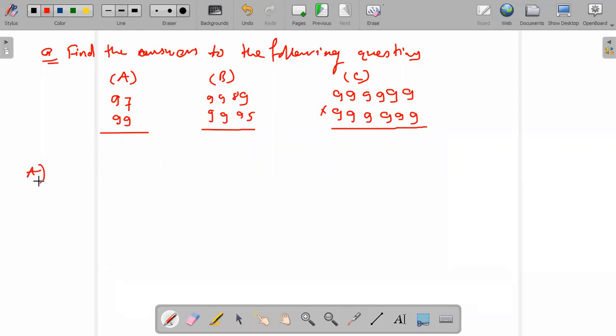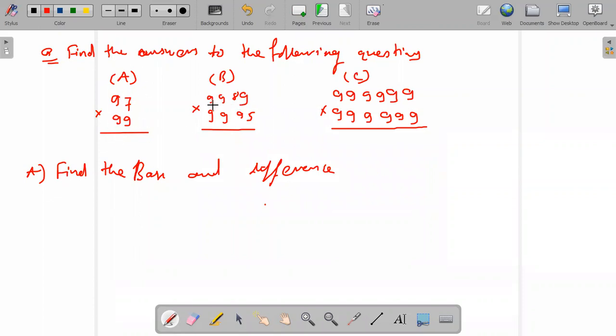First step is what? Find the base and the difference. Okay. So in the first example, while multiplying these two, what I need to see, 97 and 99 are near to what? 100, right? So the 100 will be the base for this example.